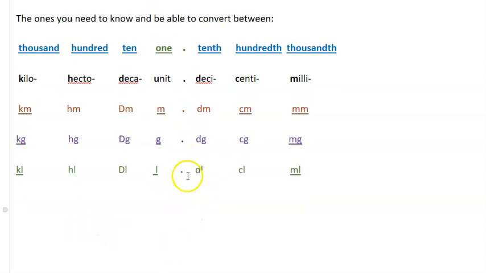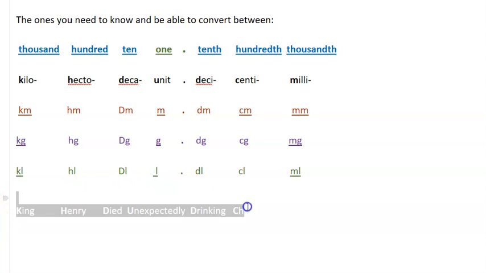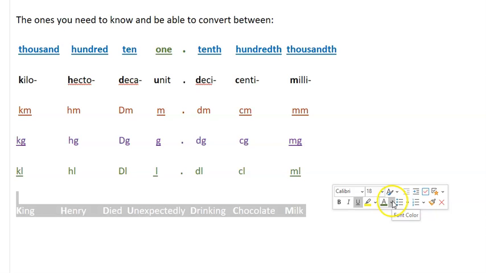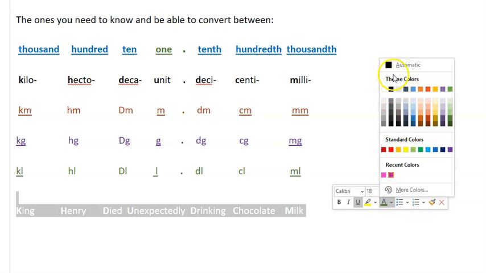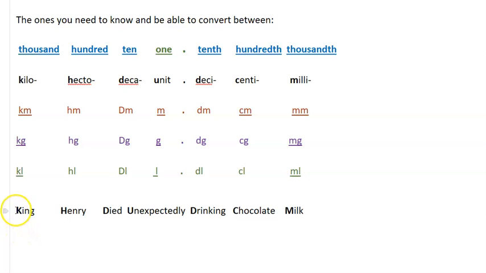One way to help you to be able to convert is a little what we call mnemonic. This mnemonic is an interesting one. I've highlighted the first letters because you'll see those first letters correspond with the first letters up here as well. So King Henry died unexpectedly drinking chocolate milk. Now, this isn't about King Henry, but it does help us remember the order of this place value and also helps us convert between them. If we, let's say, can't remember that it's 100 centimeters in a meter, then we can use this mnemonic.